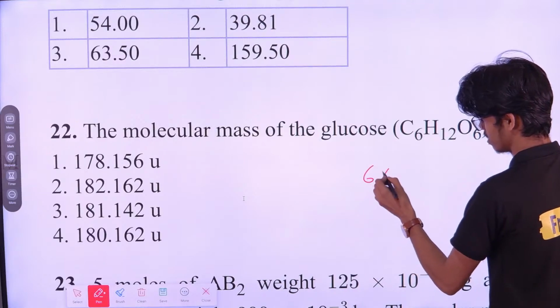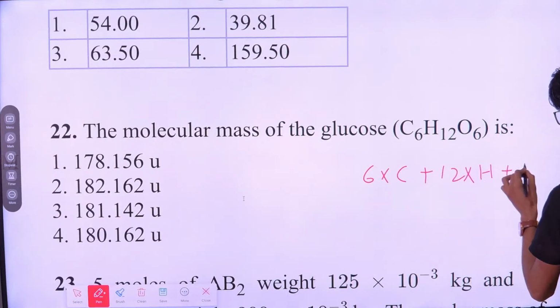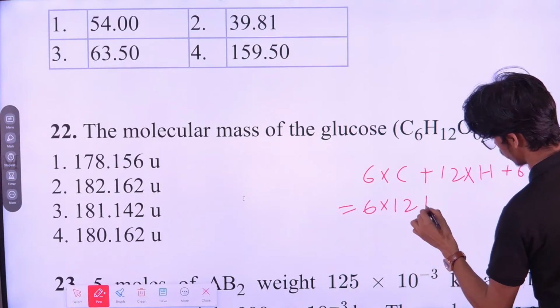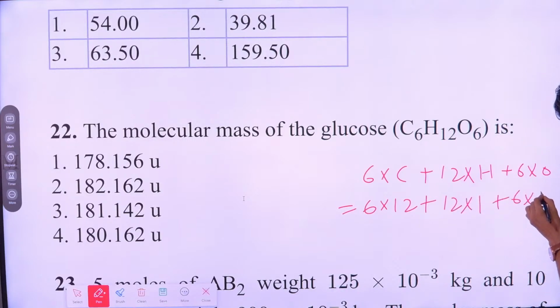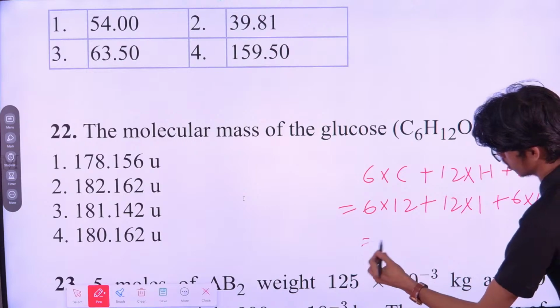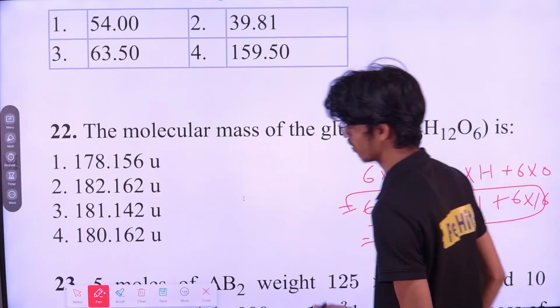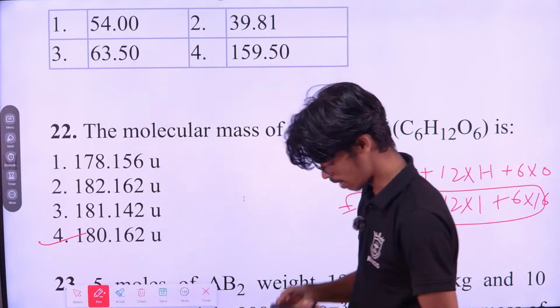Okay. C6, carbon's mass, 12 times the mass of hydrogen, 6 times the mass of oxygen. Mass of carbon is how much? Sir, 12. Mass of hydrogen is how much? Sir, 1. Mass of oxygen is how much? Sir, 16, sir. Okay. Then you add all this, you will get 180. You should remember this. Glucose is always having a mass of 180. Remember, 180.162 is the nearest answer. You should mark this up.